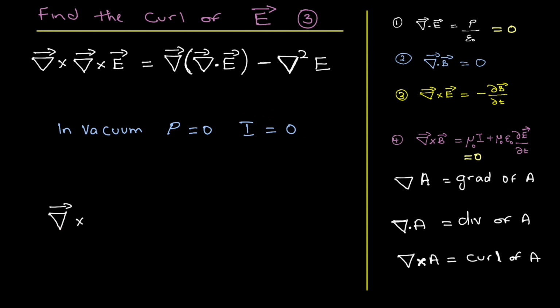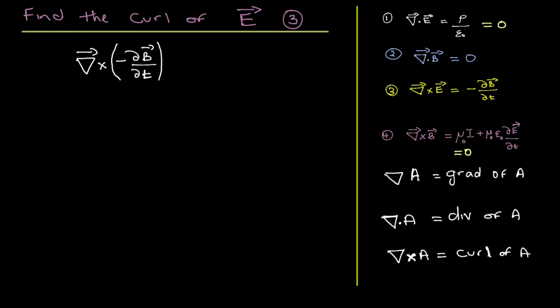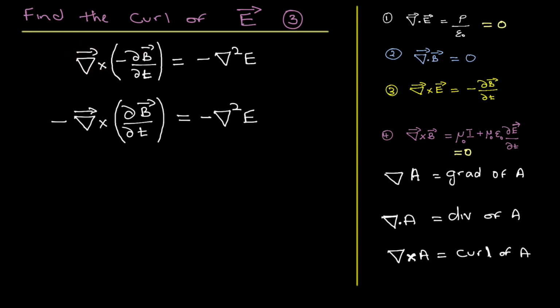We would have the curl of the curl of electric field. We know what the curl of electric field is, so we're going to replace that with this. Now we have the divergence of electric field. Because we know the charge density is 0, the divergence of electric field will be 0. So the grad of 0 is 0, minus the Laplacian of electric field. This is what we got so far. Bring the curl in, so the minus comes out.